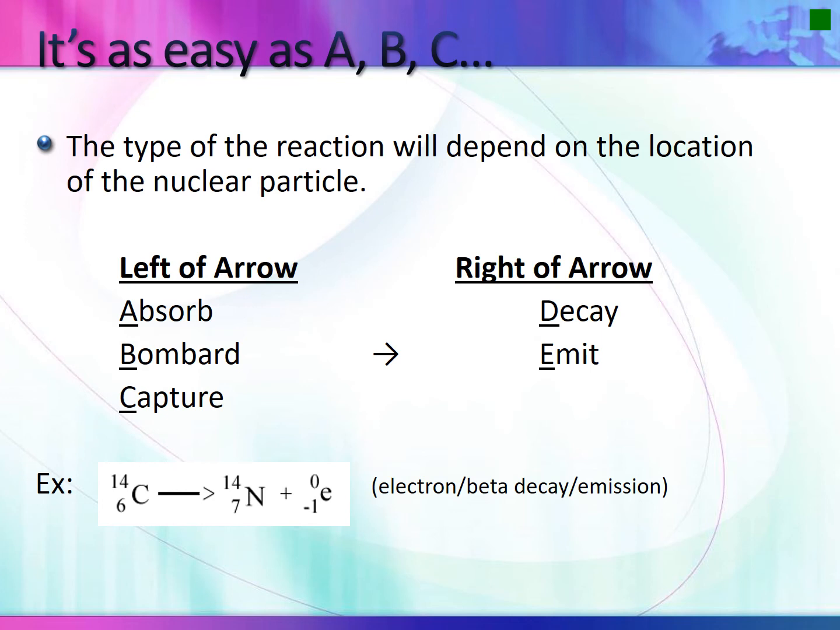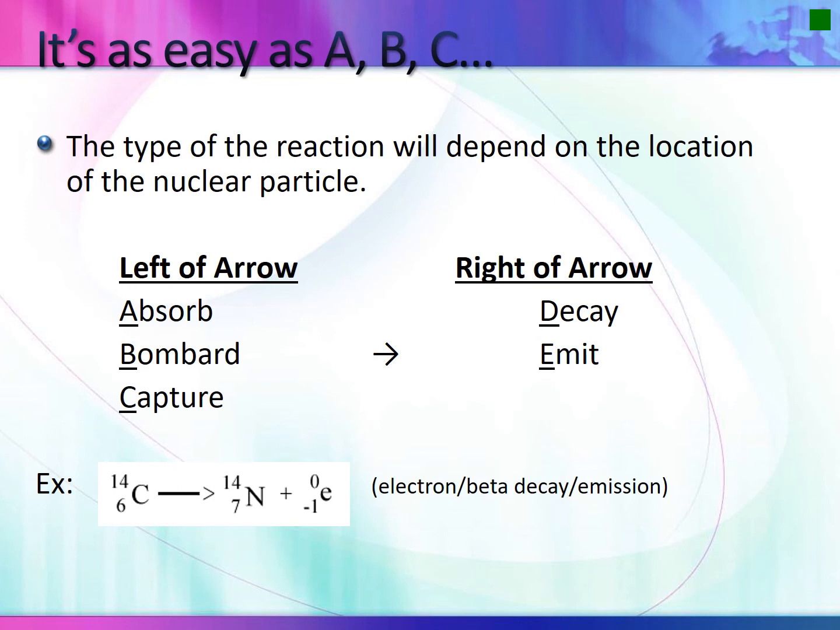Now, let's look at the example. So I find my particle. Oh, look, my beta particle. So my beta is on the right-hand side. So I would say beta decay or beta emission, whichever one you want to do. You could also say electron. It's just a high energy electron.